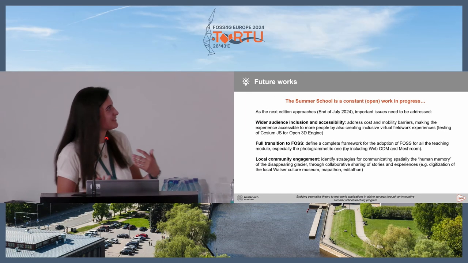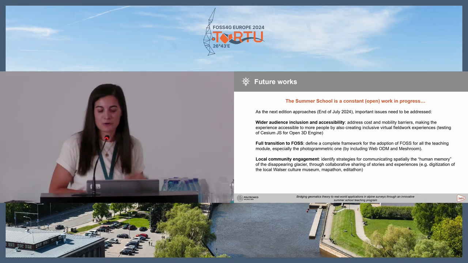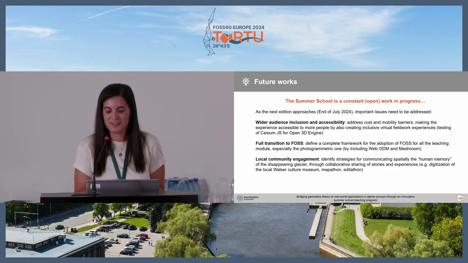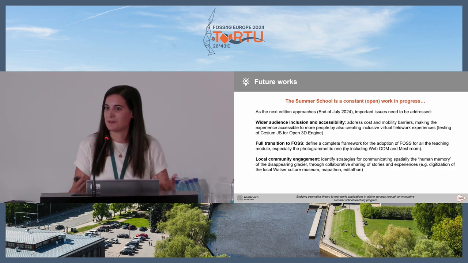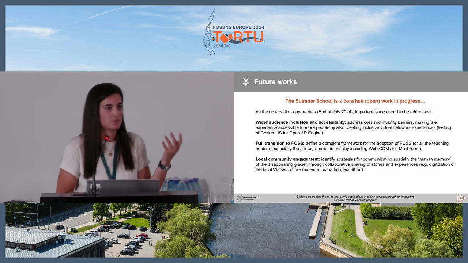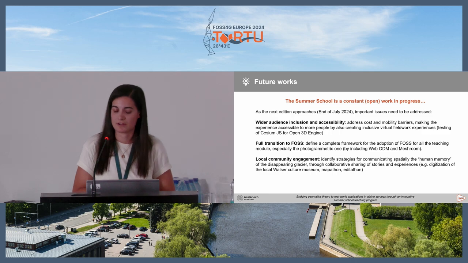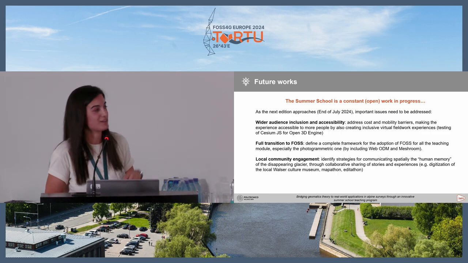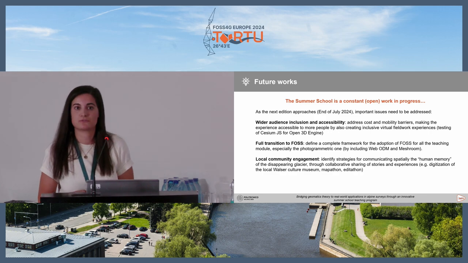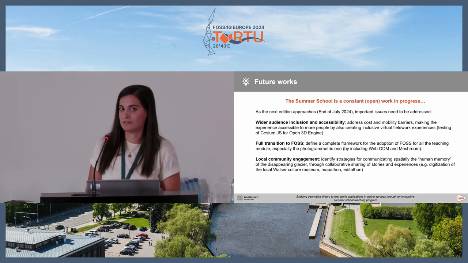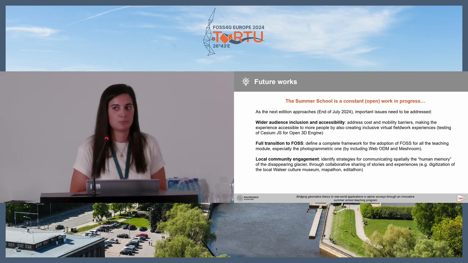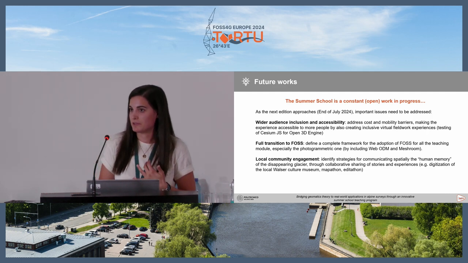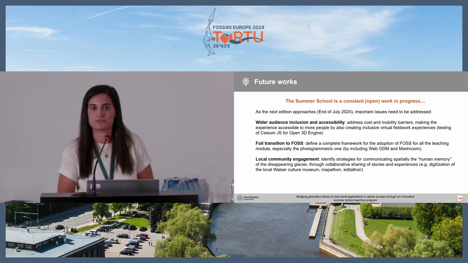As I was saying, and I constantly said during the presentation, this work is a constant open work in progress, so we are always open to suggestions. We are a small group, but we are really interested in trying to break the barrier of access to what we are doing and how the summer school is structured. As the new edition is approaching, there are some important issues. The first one is for sure that when we talk about open access and open source, we always have to think that open sometimes also means inclusion and accessibility on the human side for participation in the summer school.